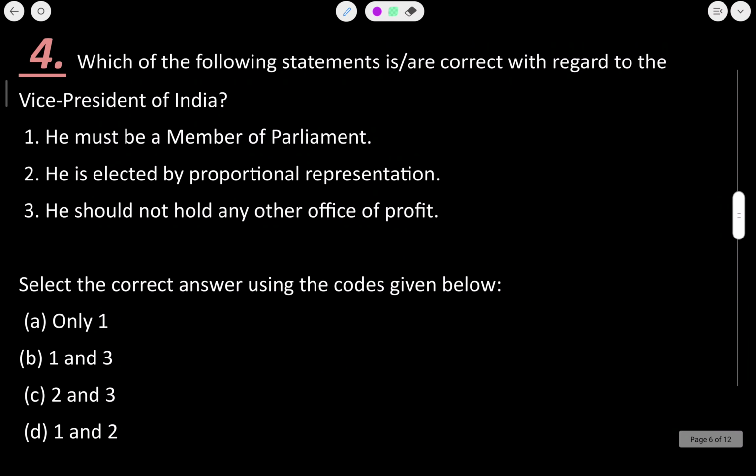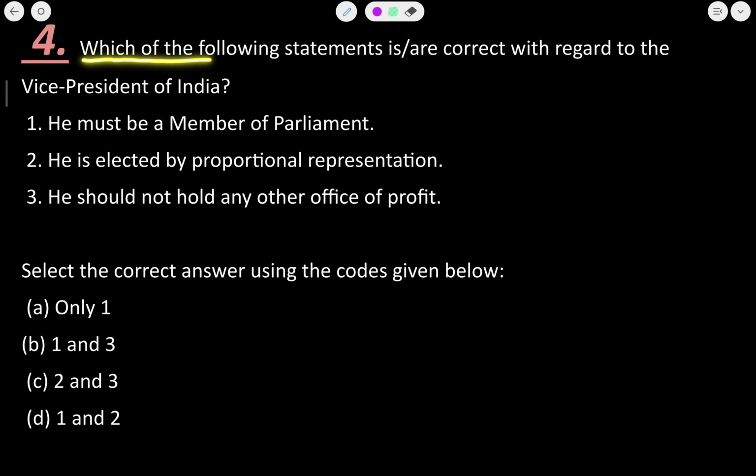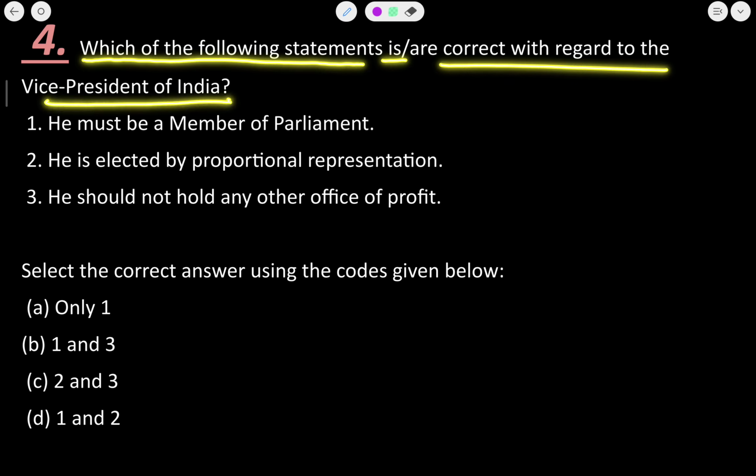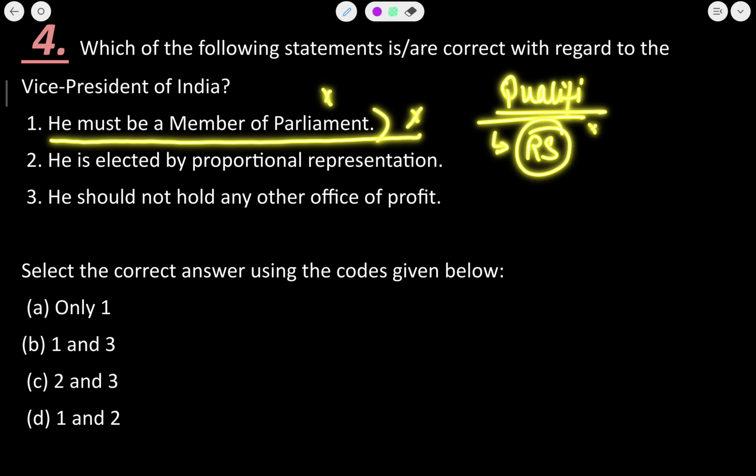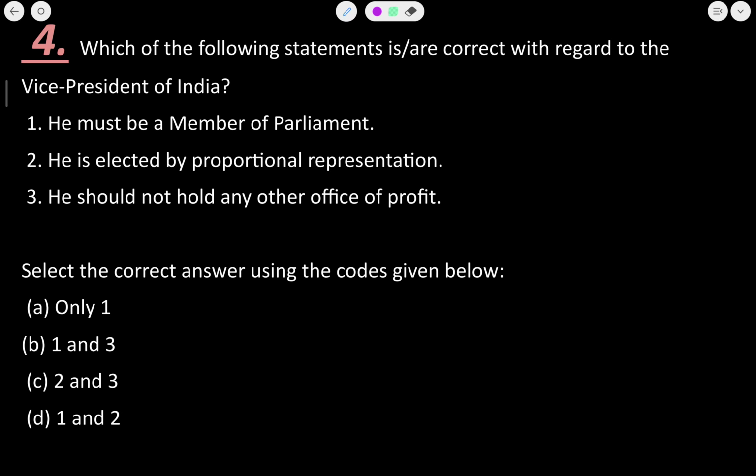Let's now move to the next question. Which of the following statements is or are correct with regard to the Vice President of India? Now, he must be a member of parliament. Is this statement true? Not at all. In the qualification section, I already told you the Vice President should be eligible to be a member of the Rajya Sabha. Member of parliament नहीं, parliament में तो लोक सभा भी आता है. But special qualification है, he should be qualified to be a member of the Rajya Sabha. The first statement is absolutely incorrect here.